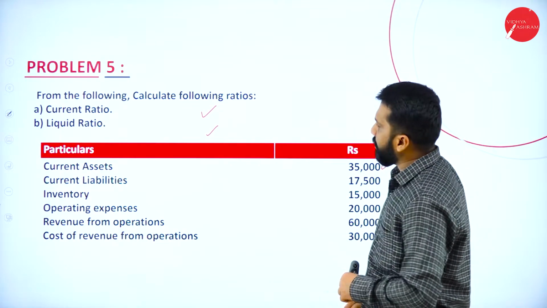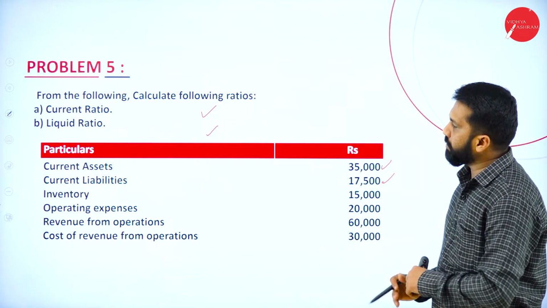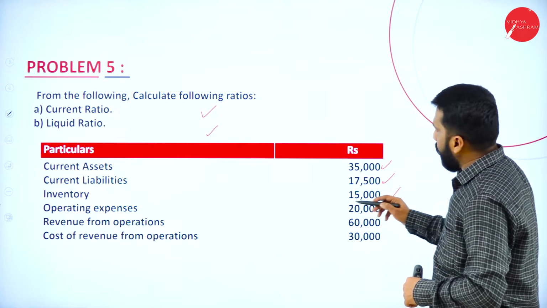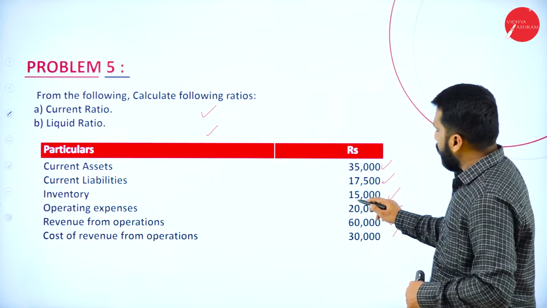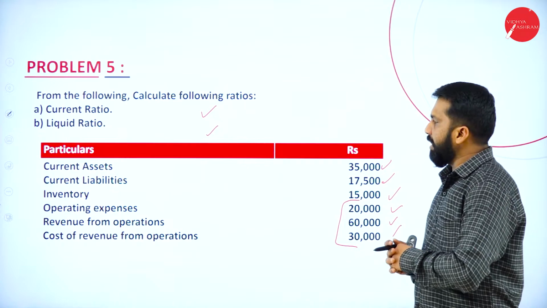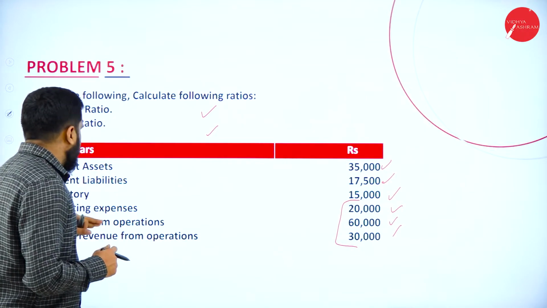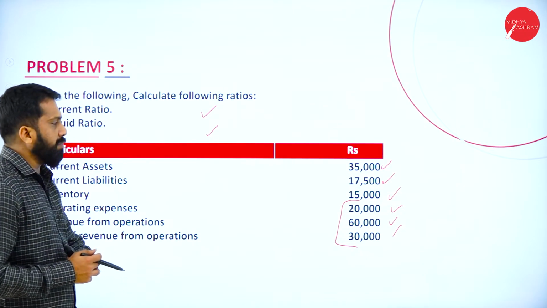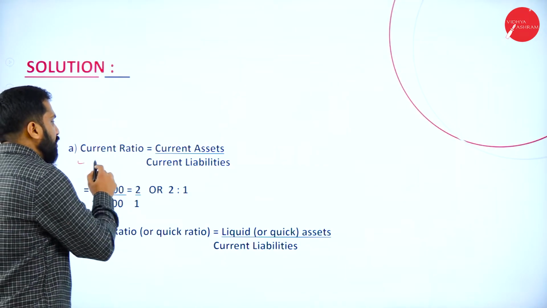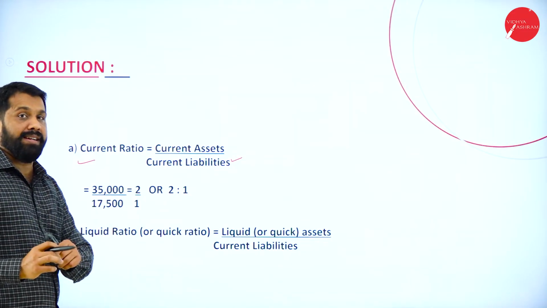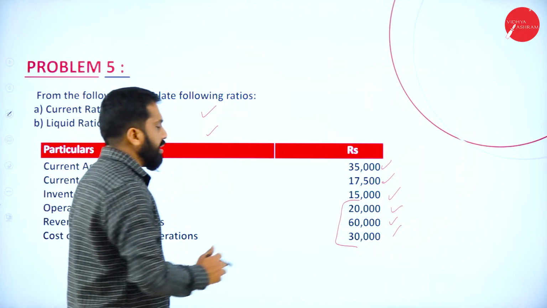Current asset is 35,000, current liability 17,500. Along with this, we have inventory, operating expenses, revenue from operation, and cost of revenue from operation. Operating expenses, revenue from operation and cost of revenue from operation, these three we call immaterial. We'll go for the answer. Your current ratio, what is the formula? Current asset divided by current liability. Now, what is your current asset?